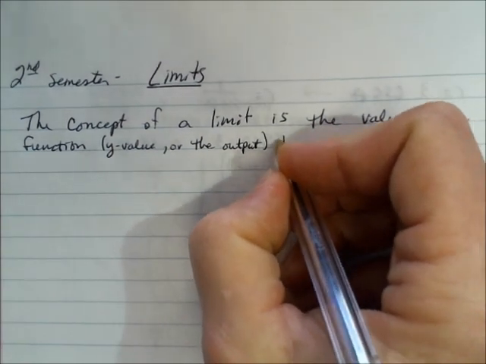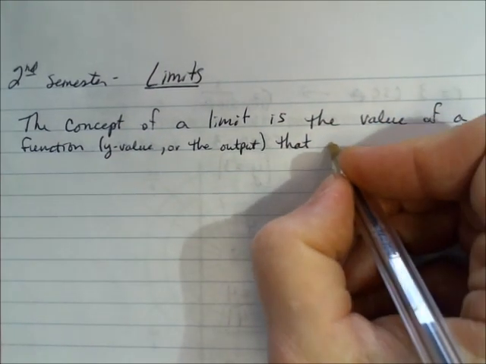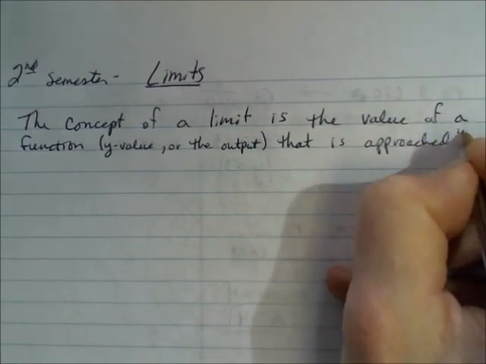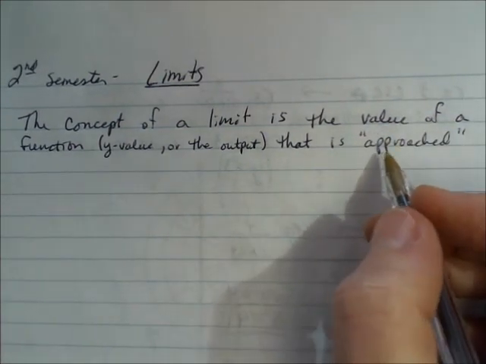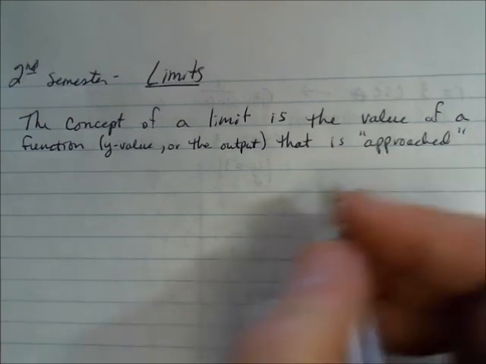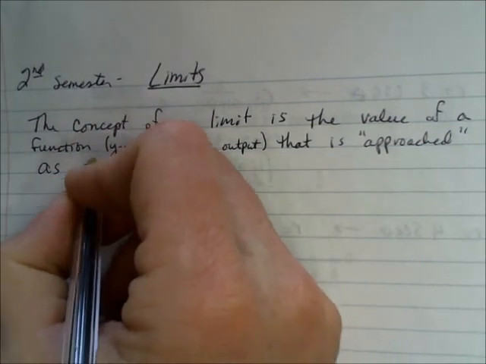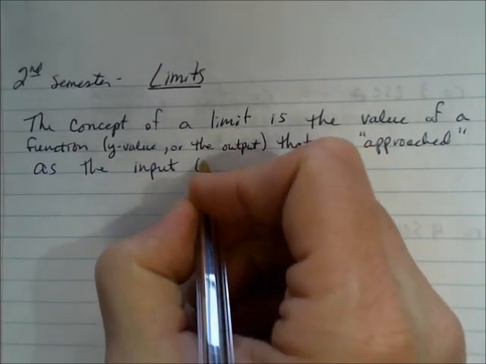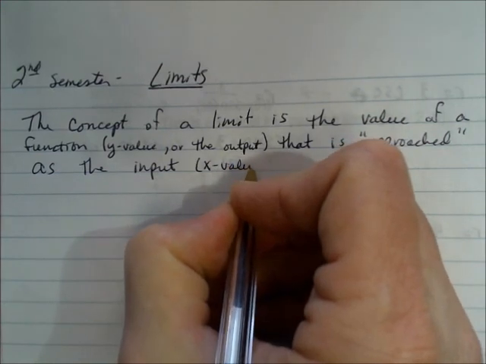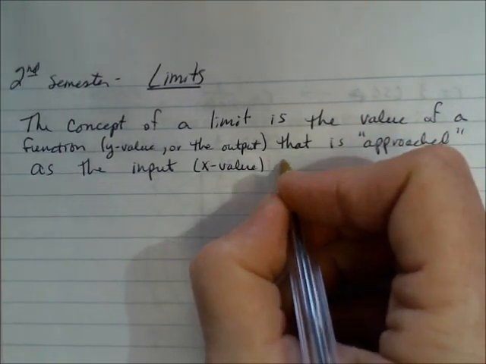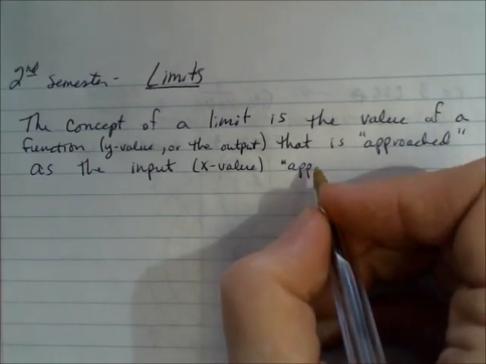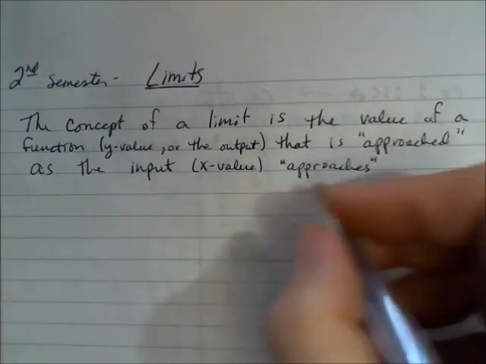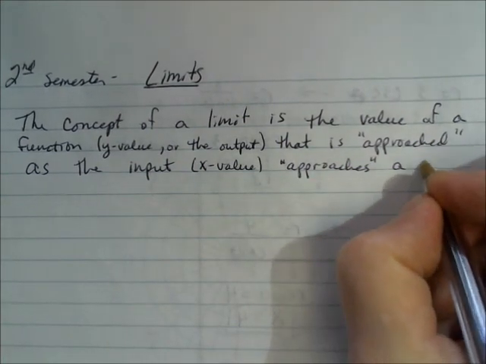that is approached. Okay, this value is approaching a certain number as the input, and the input, the x value we're talking about, approaches. That's a big word in limits, is approaching. As the x value approaches a certain number.